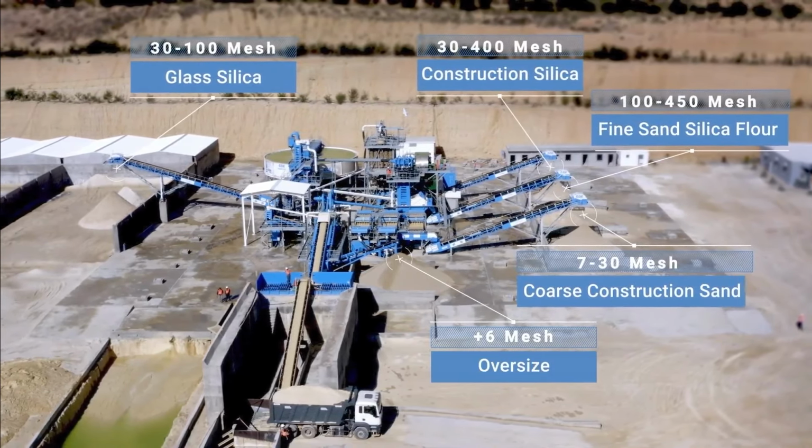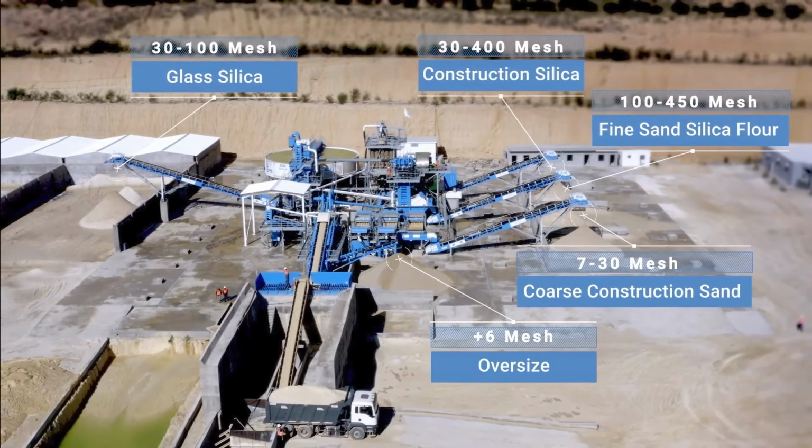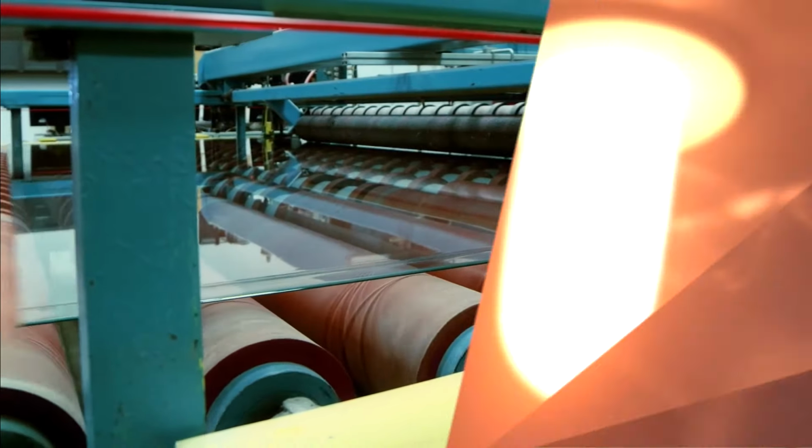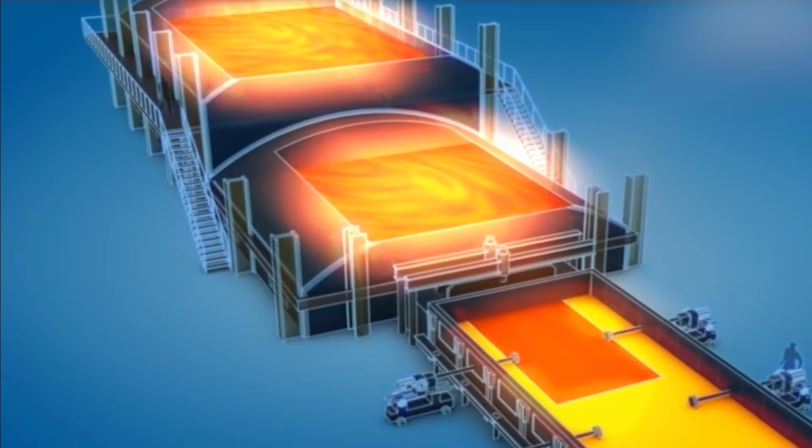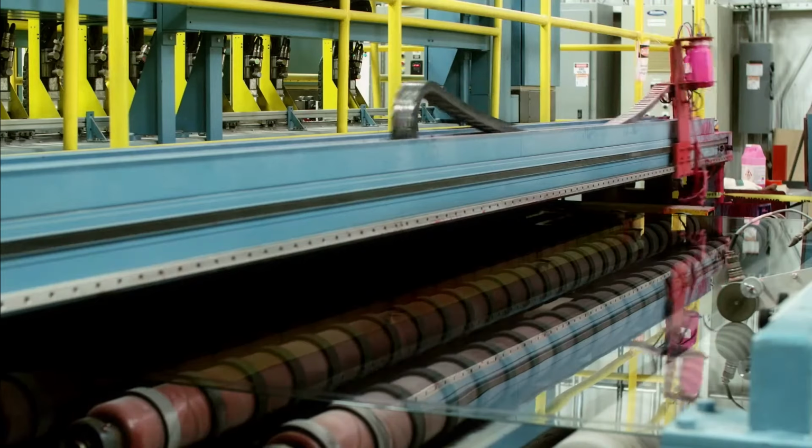There are two popular techniques of manufacturing glass: float glass processing and glass blowing. The float glass process involves floating molten glass on a bed of molten tin to achieve a consistent thickness and smooth surface.